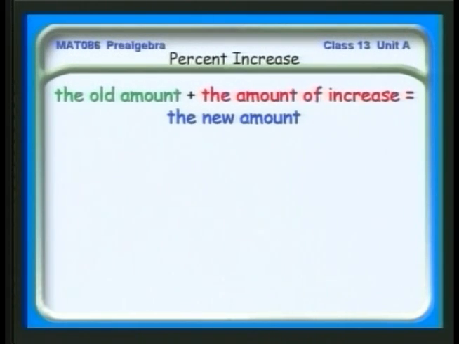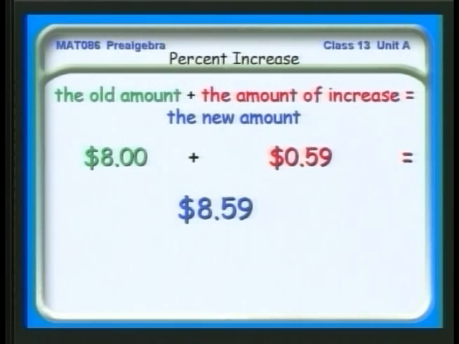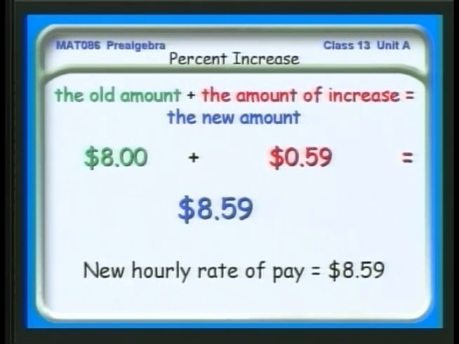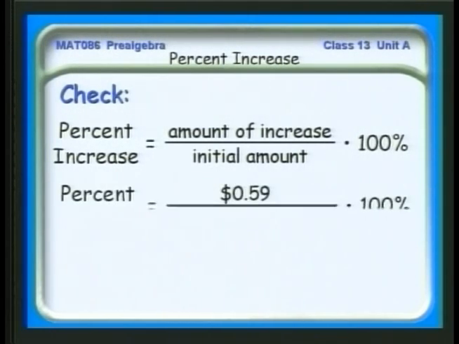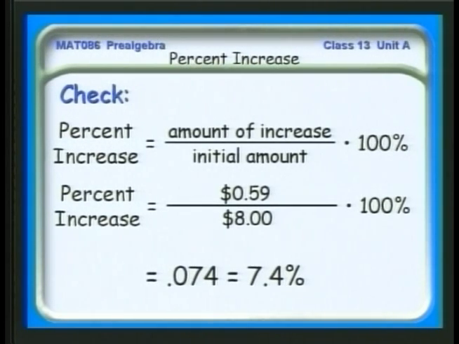Now, the old amount plus the amount of increase is equal to the new amount, and again, the $8 plus the 59 cents is going to give me $8.59 as that new rate of pay. Let's check this. We can do it by seeing if, in fact, 59 cents over $8 times 100 is going to yield 7.4%. When I get my calculator and do the math here, I find out, yes, indeed, this does work out, and I've done this problem correctly, and I can move along.